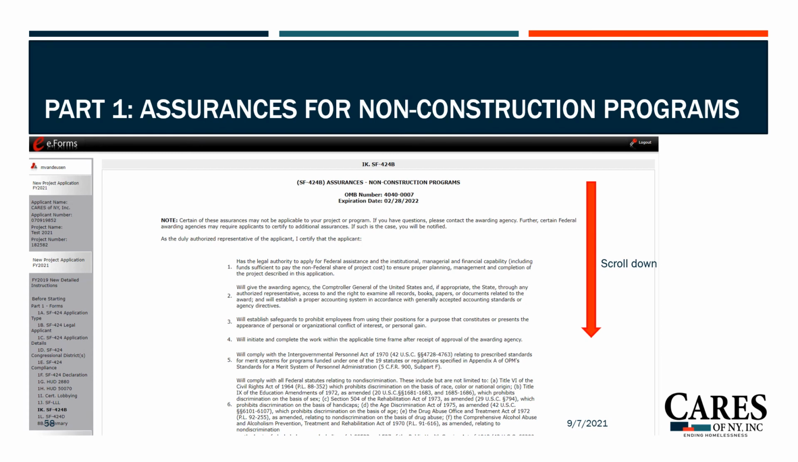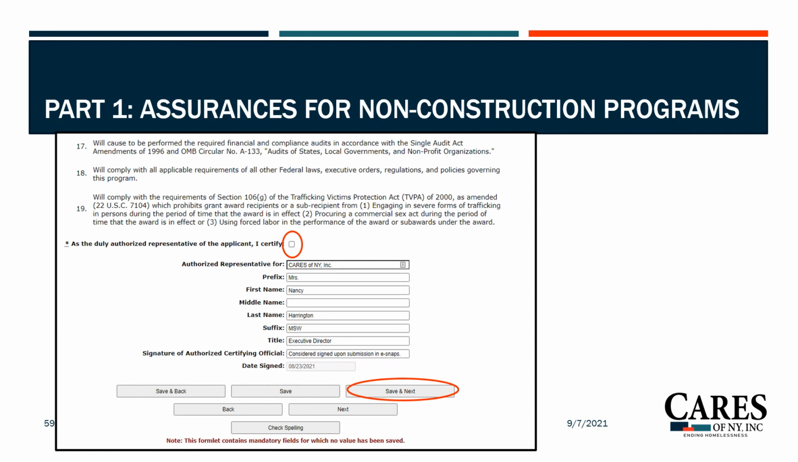Assurances for non-construction programs. Review each numbered point below. You will need to scroll down to view all 19 points. At the bottom of this page, check the box to certify that your authorized representative has reviewed and gives the above assurances. Then click Save and Next.